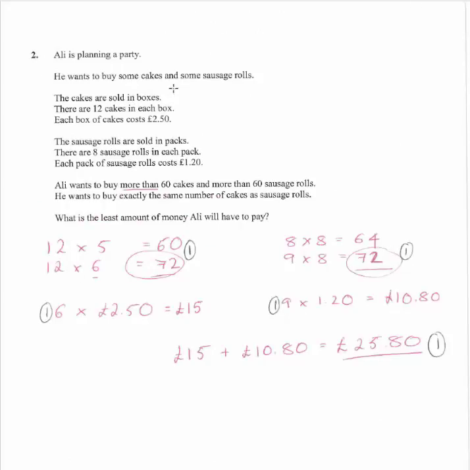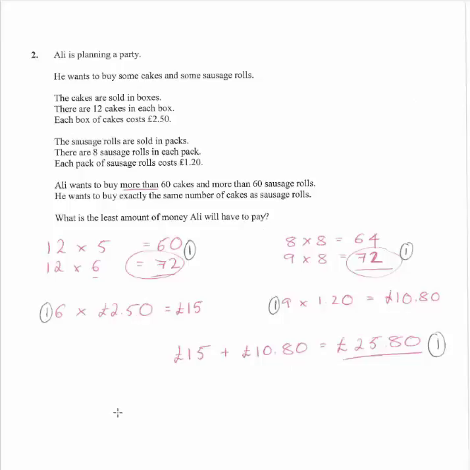Okay, he wants to buy some cakes and some sausage rolls. The cakes are sold in boxes. There are 12 cakes in each box. Sausage rolls are sold in packs. There are 8 sausage rolls in each pack. He wants to buy more than 60 cakes and more than 60 sausage rolls, and he wants to buy exactly the same number of cakes as sausage rolls.